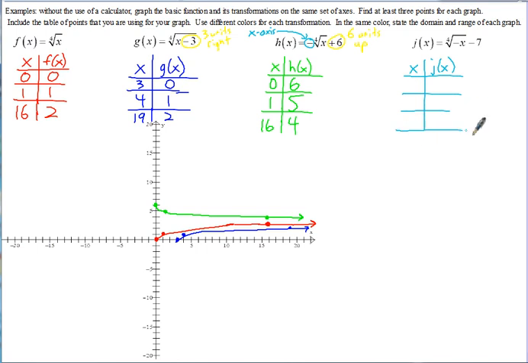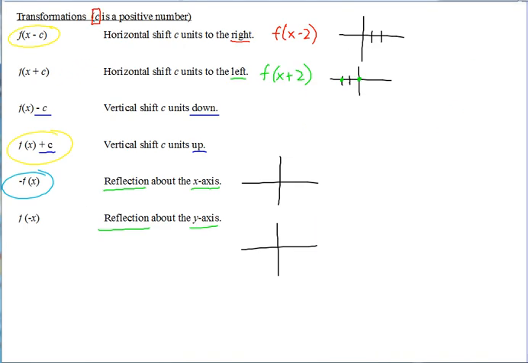Let's try using those same 3 points. So this time we've got 2 things happening again. First, the x has a negative on the inside. That's this type of transformation, when x is on the inside.